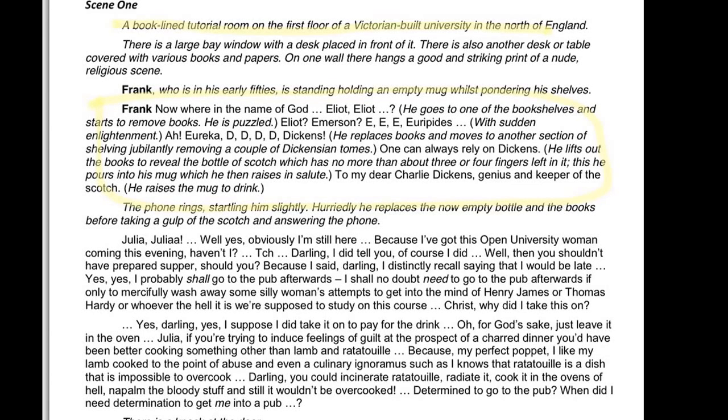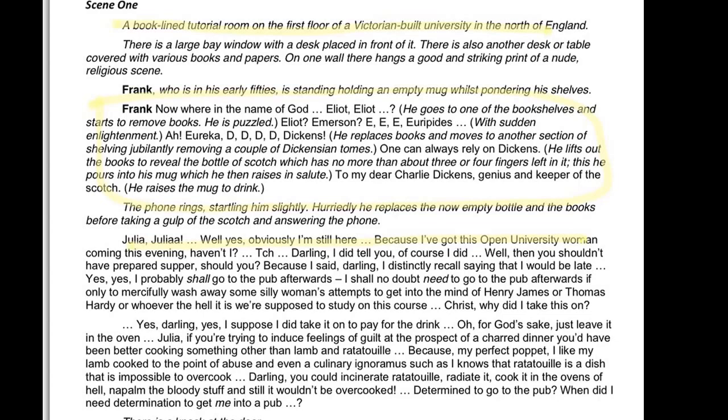What we're also given here, as a kind of shortcut by Willie Russell, is his reaction to the story that's about to come, and we're given that straight away. The first thing we have is a phone call from Frank's wife, and he's talking to her about this Open University woman coming this evening. He has this attitude about the tutorial he has to run with this woman, and well, he's just really not up for it.